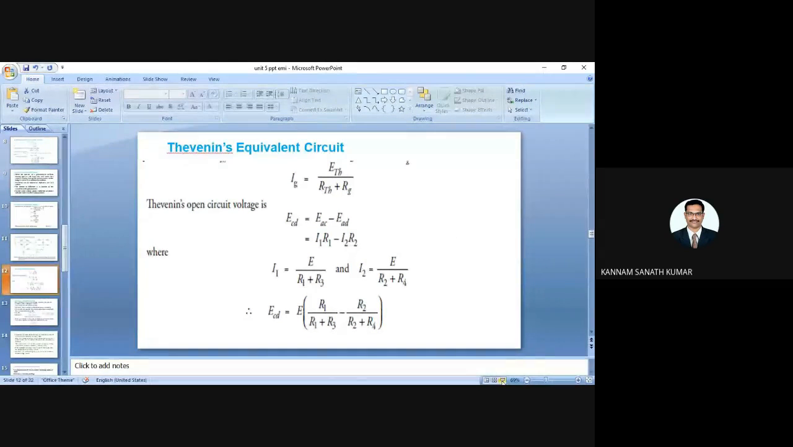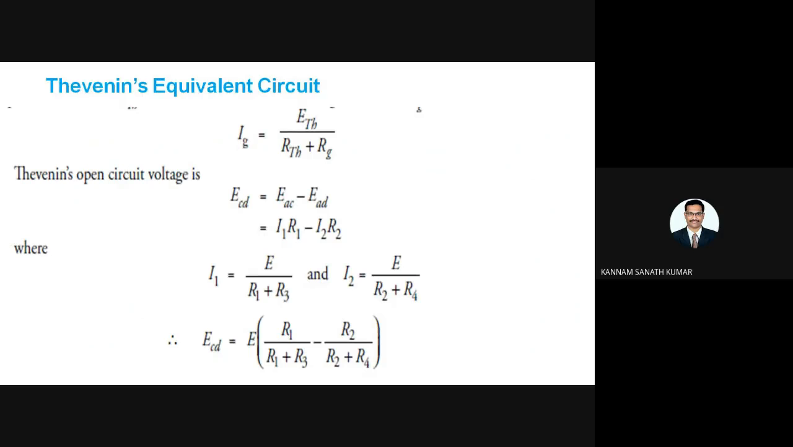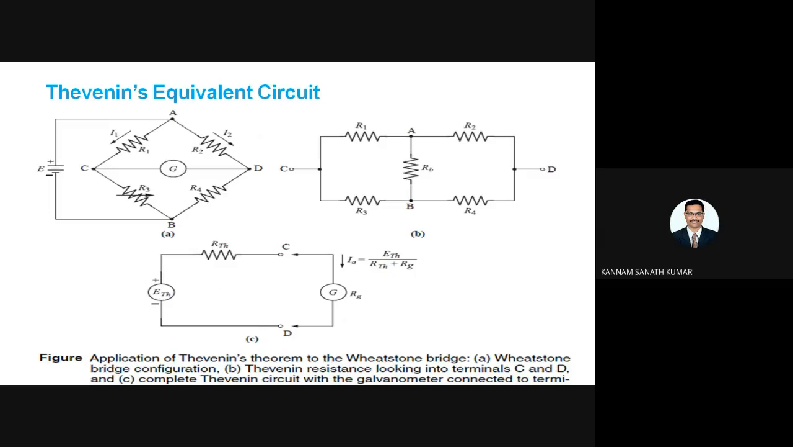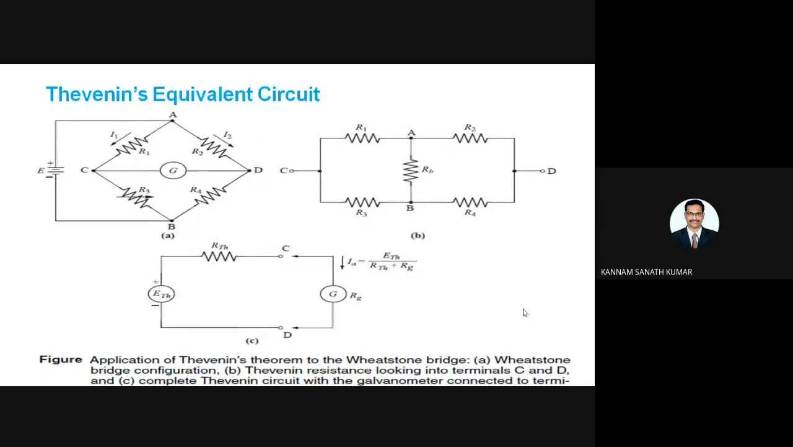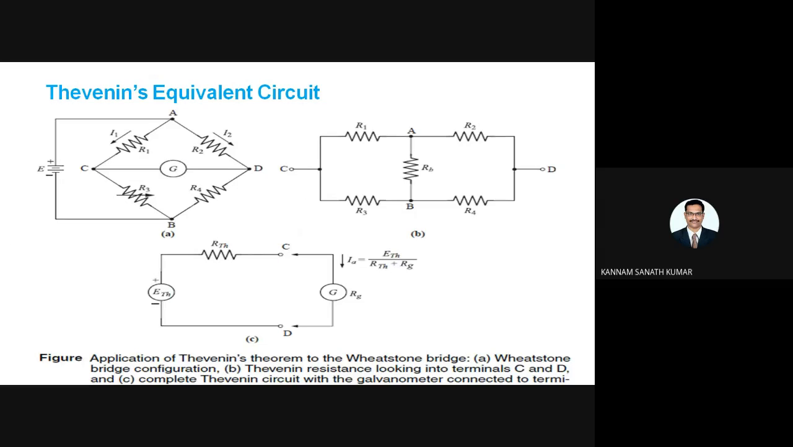Okay, so see here. For Thevenin's voltage, you are finding out the KVL across this loop. So what are you getting? ECD equal to EAC minus EAD, so I1 R1 minus I2 R2. EAC is I1 R1, and EAD is I2 R2.